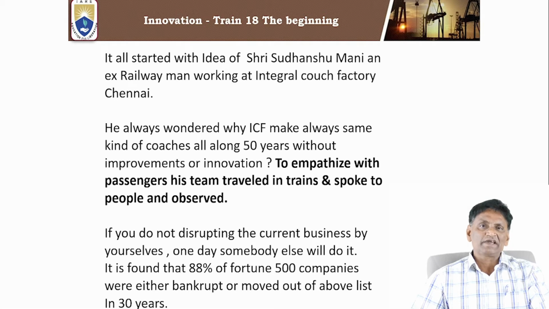Many of them became bankrupt, many closed down, or their turnover is simply less than suitable for the Fortune 500, so they moved out of the list. Many innovative companies like Google, Apple, and even Amazon came into the Fortune 500 in the last 30 years. So technology is always disruptive. We have to be disruptive to be progressive.